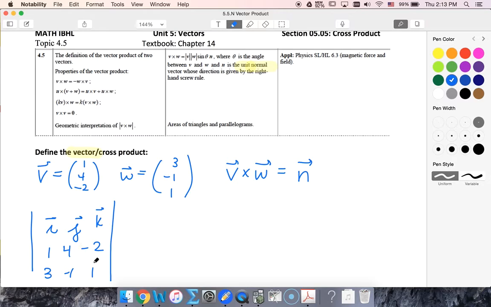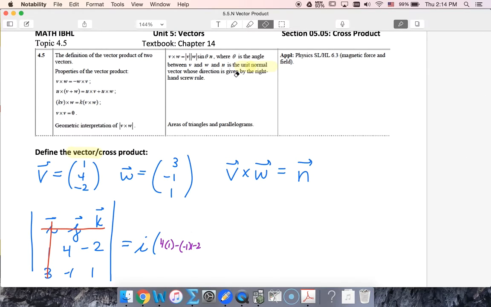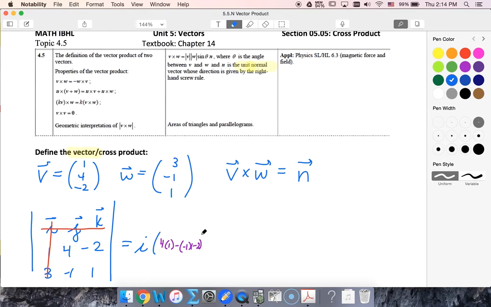What I do to calculate this value is I come off to my right here and I start with i. So I'm going to write i. And then I'm going to multiply i by ignoring everything in the i column and row. So now I'm just looking at these numbers. And what I'm going to do is find the difference of the diagonal products. So I just did 4 times 1 minus negative 1 times negative 2. And that's my i.